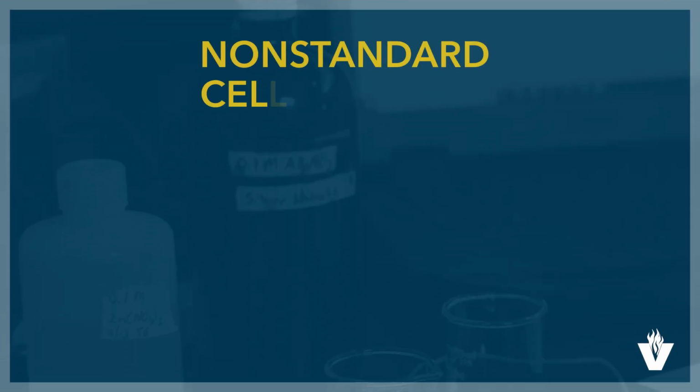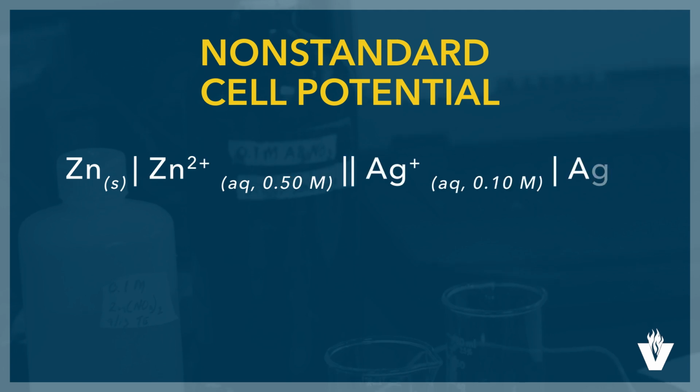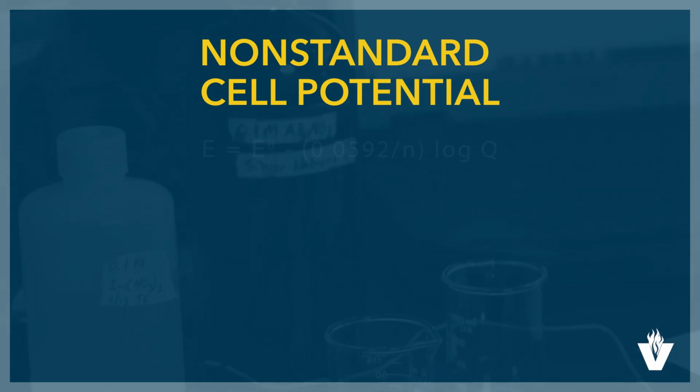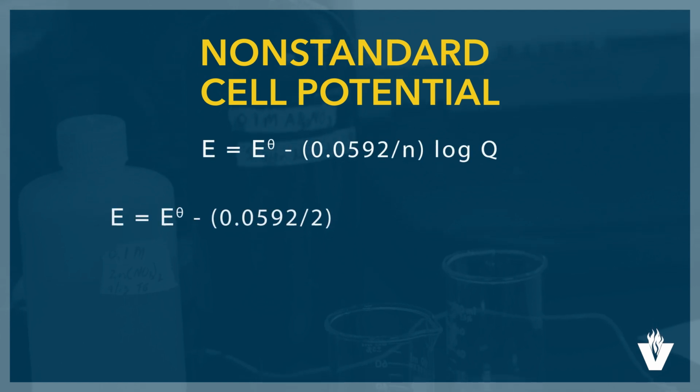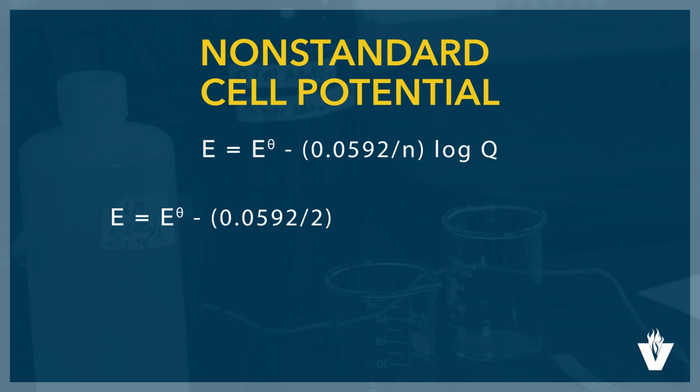Calculating the non-standard cell potential for solution concentrations greater or less than 1 molar requires us to use the simplified Nernst equation. Here is a half molar zinc ion solution and a 1/10 molar silver ion solution. The cell potential is the standard cell potential reduced by a constant factor, 0.592 times log Q, divided by the moles of electrons transferred. In this case, the moles transferred are 2.